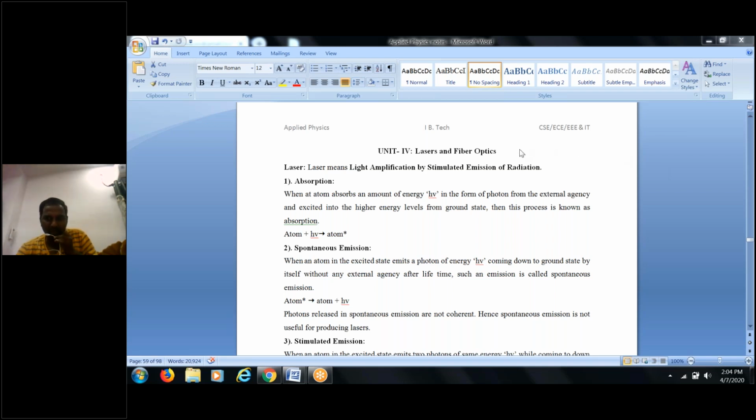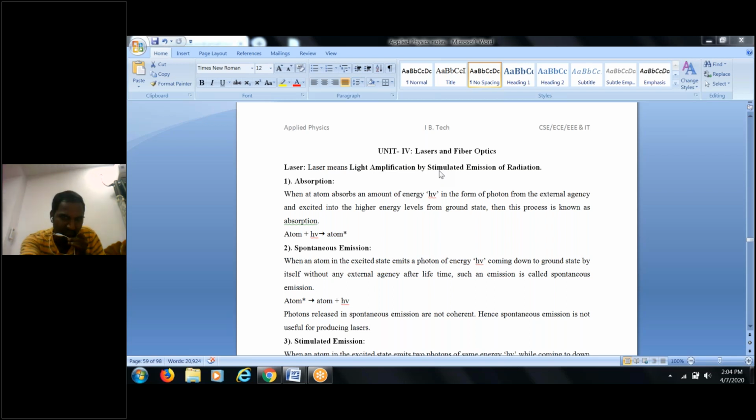So first of all, what is meant by laser? What is the abbreviation of this laser? I think most of you know, laser means light amplification by stimulated emission of radiation. The entire operation of this very powerful light depends upon this acronym: light amplification by stimulated emission of radiation.